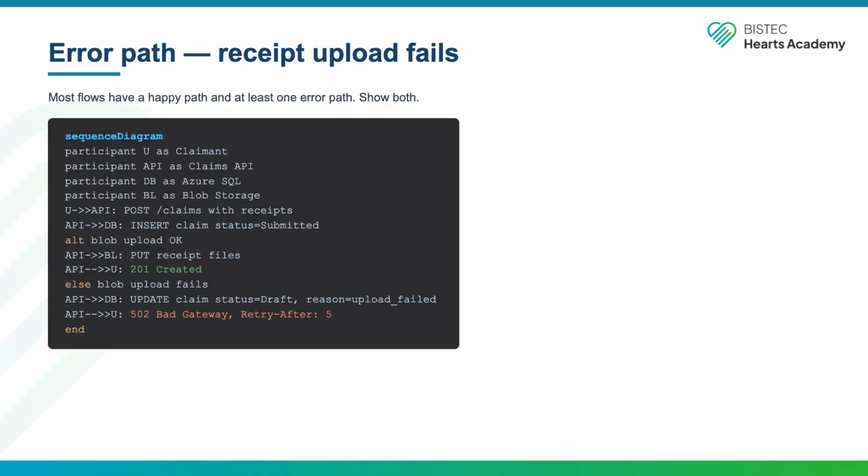Notice, the database insert succeeded. The blob upload failed. The system handles this correctly, does not lose the claim, but signals to the user that something went wrong and tells them how to retry. This is what good error handling looks like. Visible in the diagram. Reviewable.